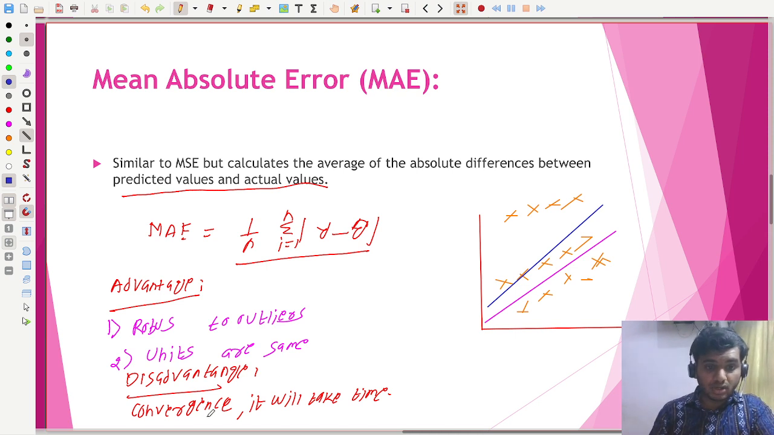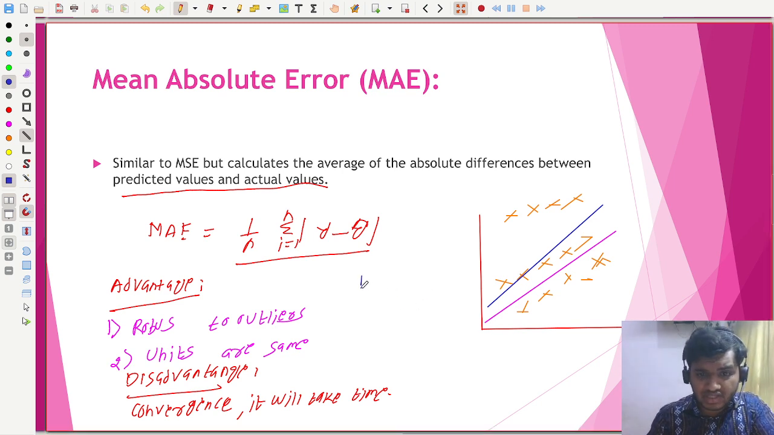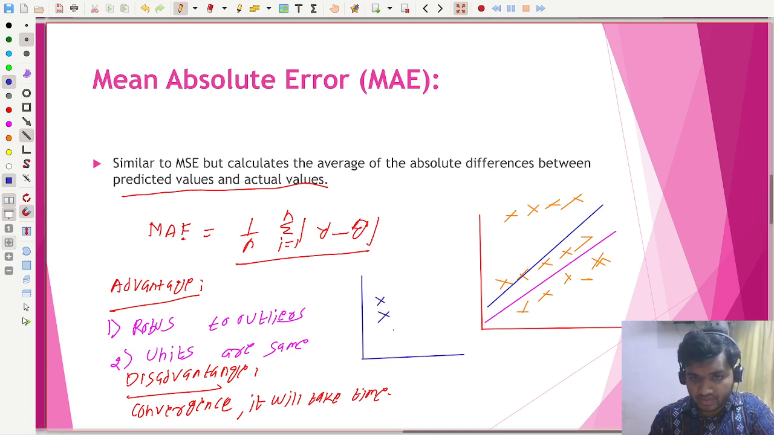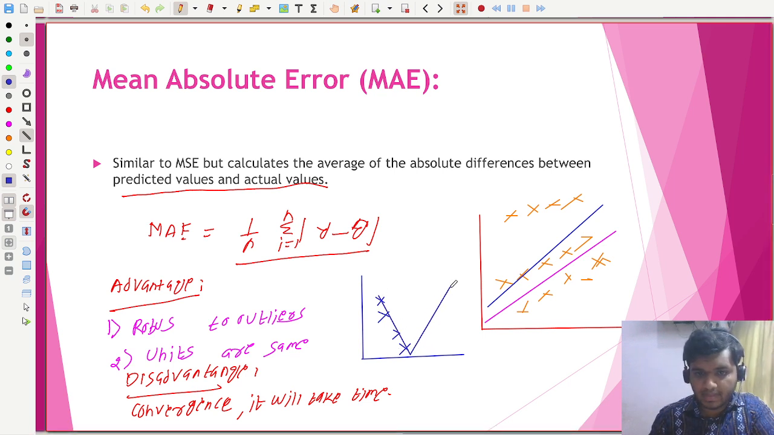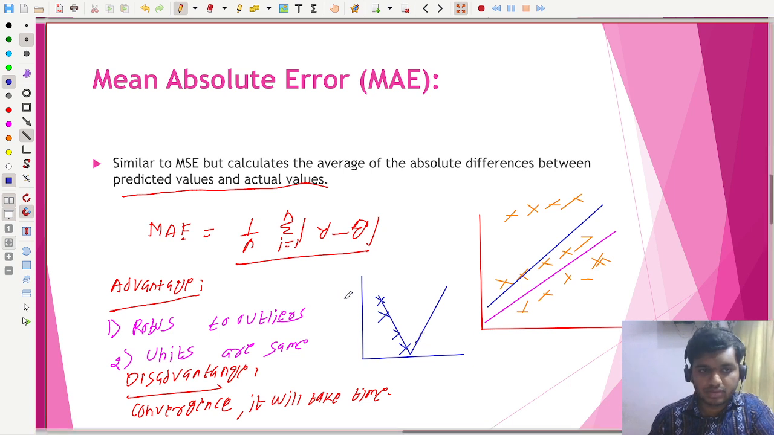And it does not converge quickly, it will take time. So the disadvantage of mean absolute error is convergence, it will take time. If you see the point like this, for convergence, it will take time.